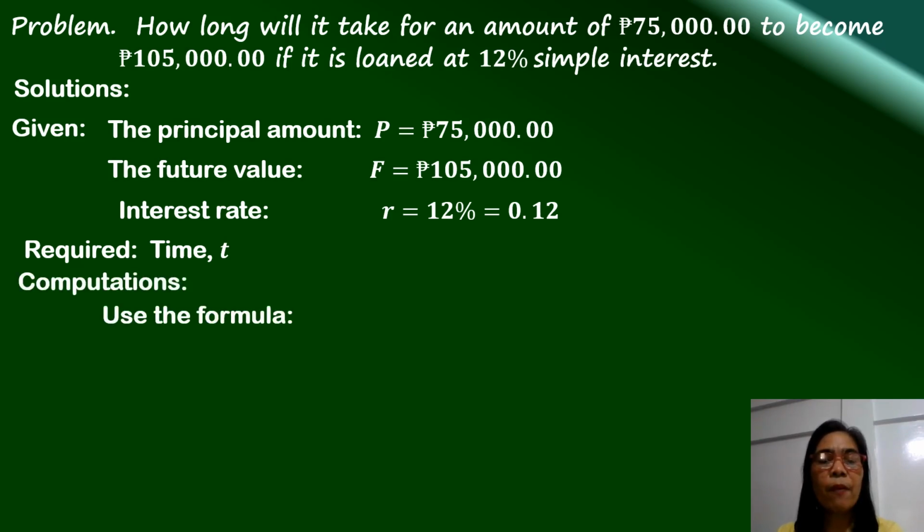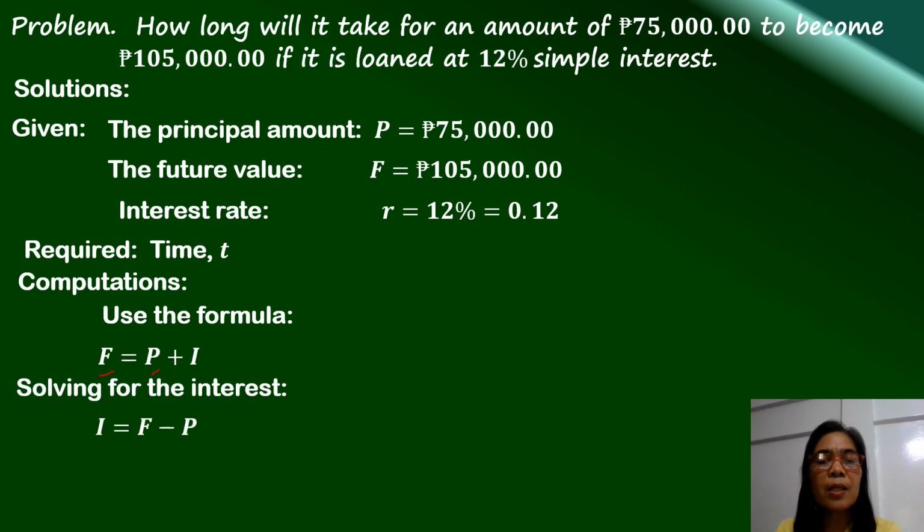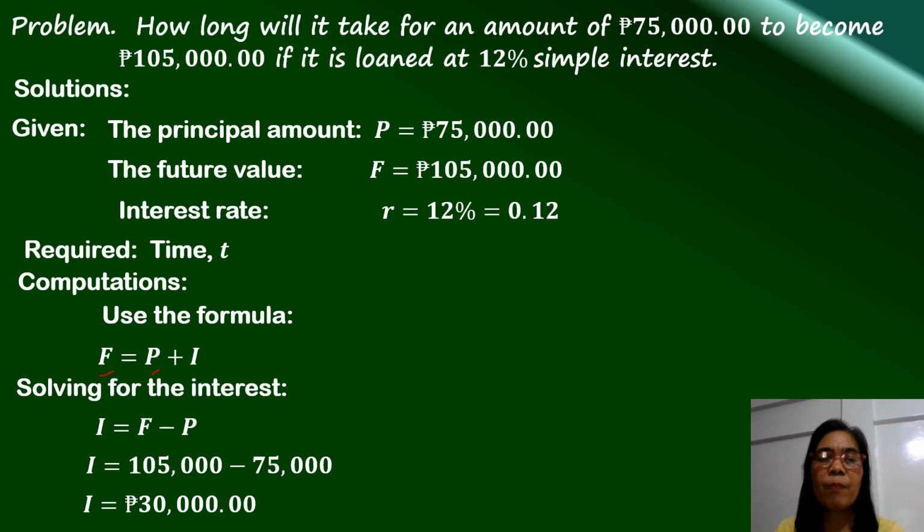We make use of the formula, the future value is equal to the principal amount plus the interest. Since we are already given the future value and the principal amount, then we can solve for the interest. I is equal to F minus P, substituting the values. That will give us now the interest is equal to 30,000 pesos.